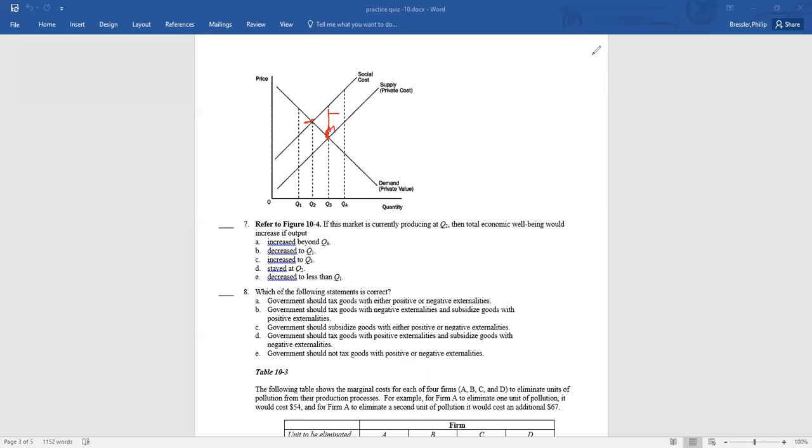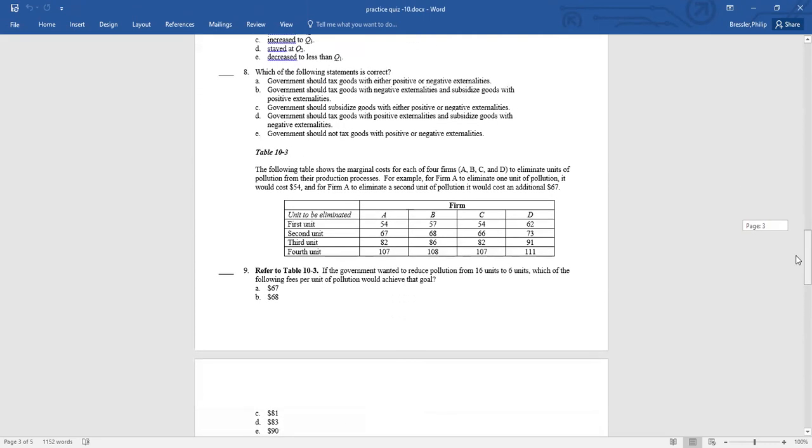If you notice from the graphs, I'm giving you things that they could ask, which are pretty much repetitive. So I think if you really get these graphs down, it's going to help you. All right, number 8: which of the following statements is correct? And that's B, government should tax goods with negative externalities because we over-allocate them, and subsidize goods with positive externalities. And remember, you're subsidizing the consumer because you're underproducing.